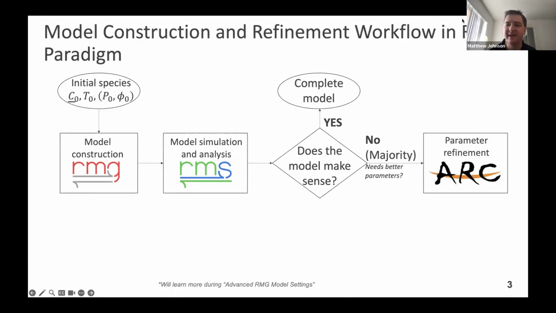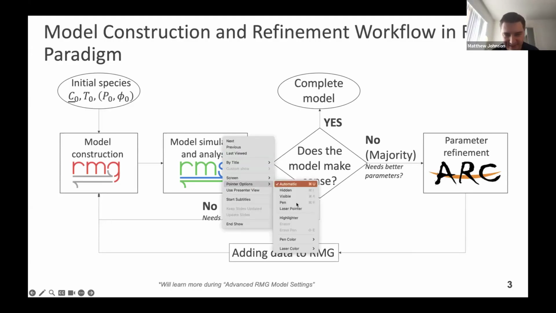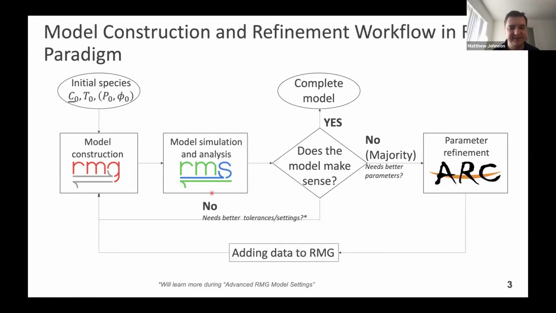The majority of the time, as you've already heard earlier this morning, you're going to want to go and run some quantum chemistry calculations to get some better parameters. You'll add that data back into RMG, and you'll rerun RMS. In other cases, you'll want to go tweak RMG, and we'll talk a little bit about that later today. But what this lecture is going to focus on is this box here, the model simulation and analysis part.